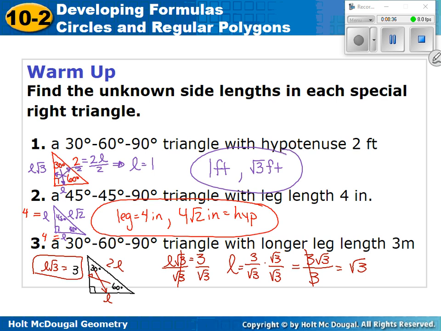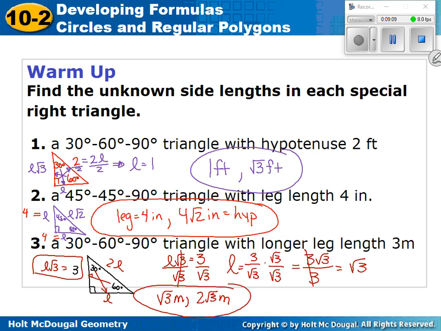The question said find the unknown side lengths. So one of our side lengths was L. So one of our side lengths is square root of 3. But what are our units? Meters. The other side length is 2 L's. So what is our other side length going to be? 2 square roots of 3 meters. So we had the square root of 3 meters and then 2 square roots of 3 meters. Questions on special right triangles?